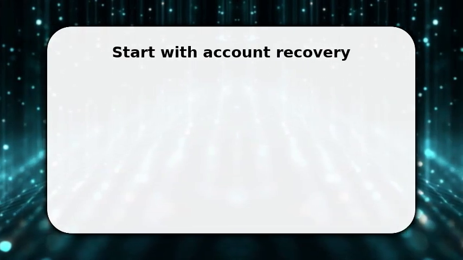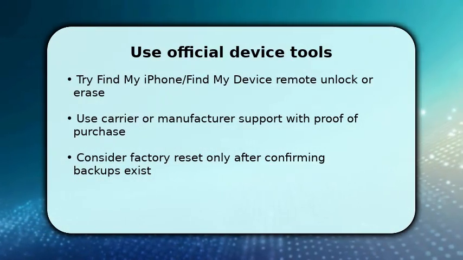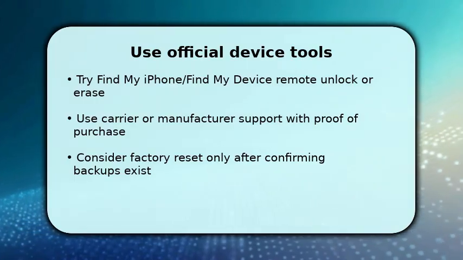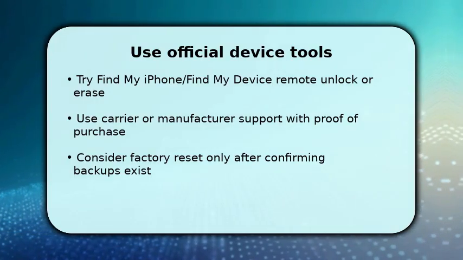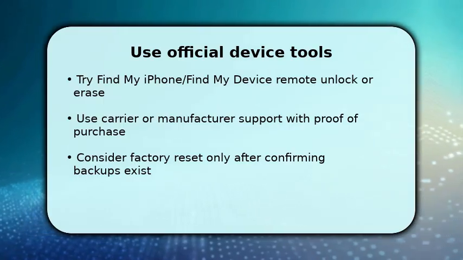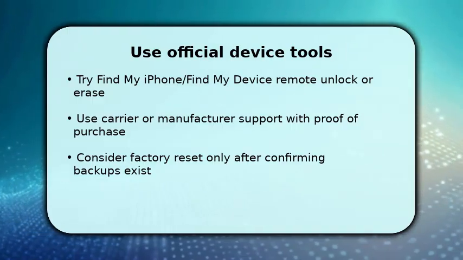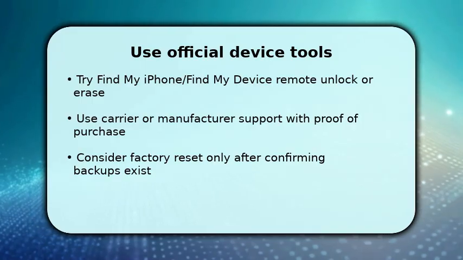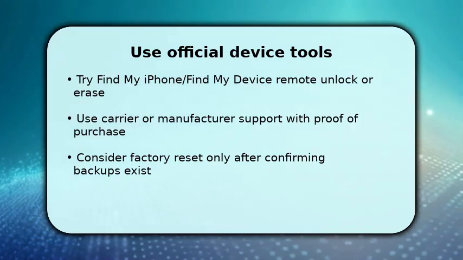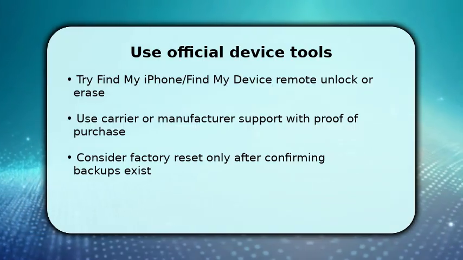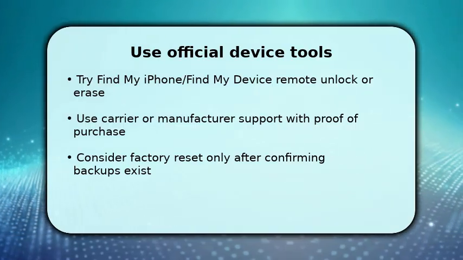Once done with account recovery, use manufacturer tools to continue. Find My Services let you erase or unlock remotely if permitted. Erasing removes the lock only after reactivation via your account. If two-factor blocks you, contact your carrier or the device maker and present proof of purchase or ID so they can assist legally. Only choose a factory reset if you have a verified backup, because that permanently deletes local data.